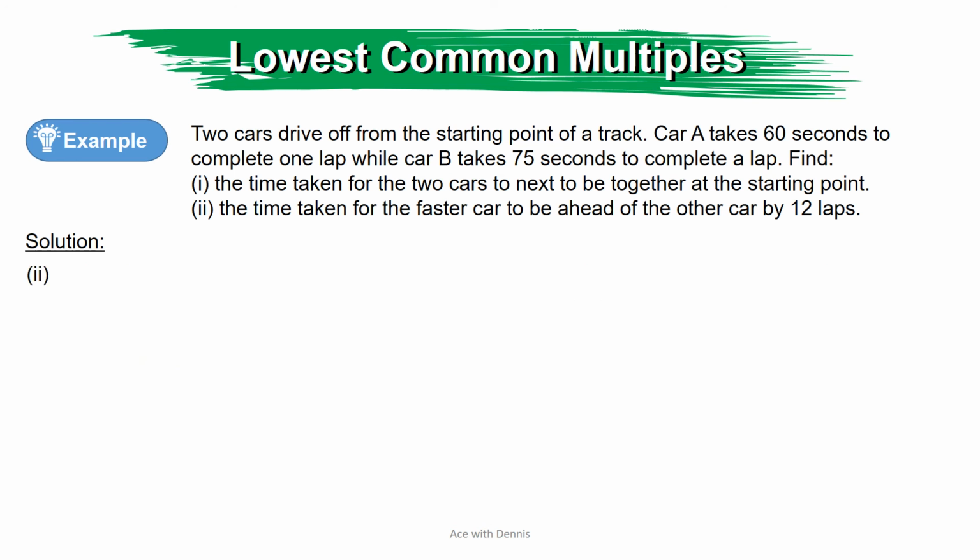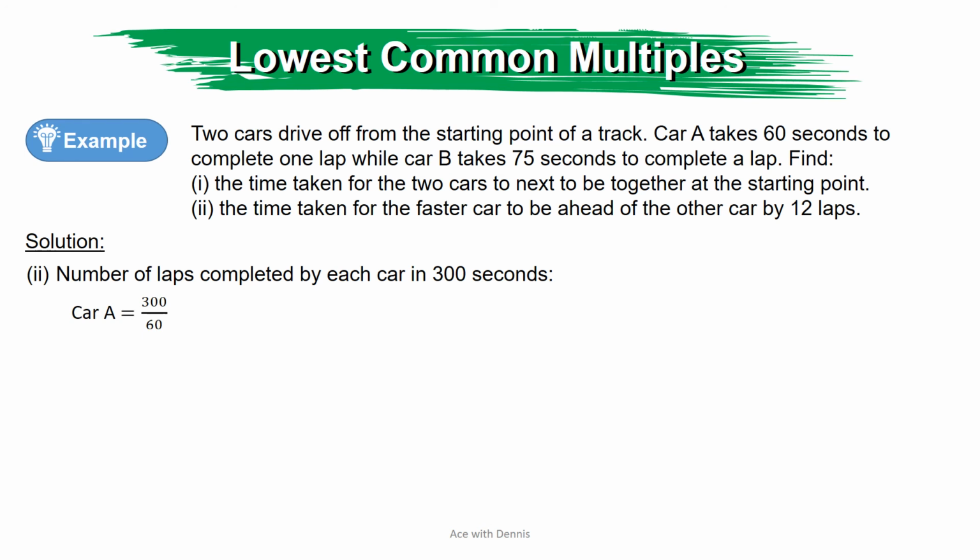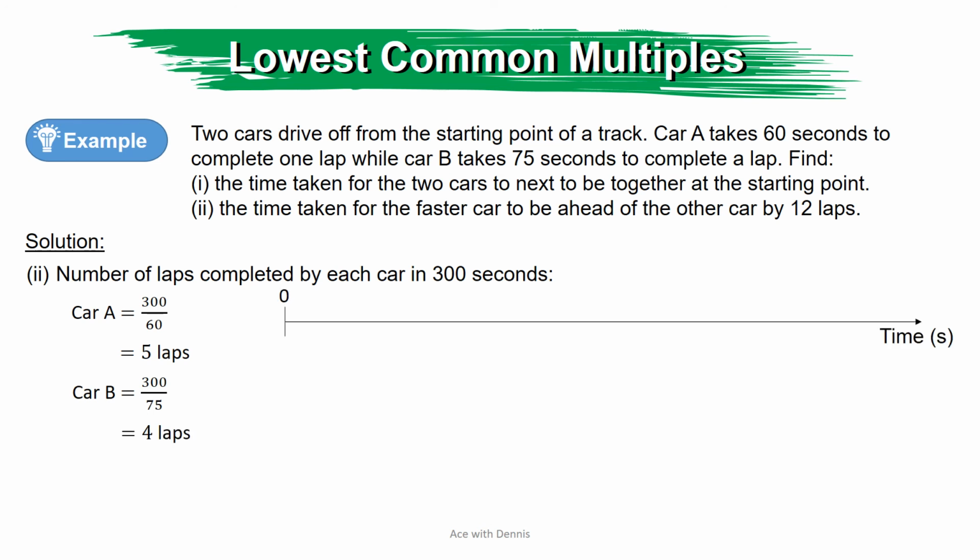For 2, the time taken for the faster car to be ahead of the other car by 12 laps. So first, we need to know the number of laps completed by each car in 300 seconds. For car A, it is 300 divided by 60, which is 5 laps. For car B, it is 300 divided by 75, which is 4 laps. So to illustrate the condition, let's look at the timeline.